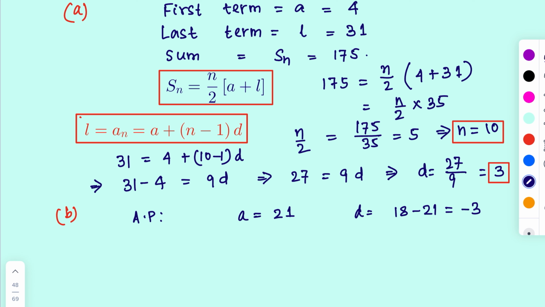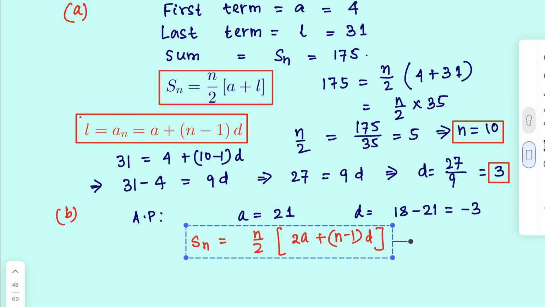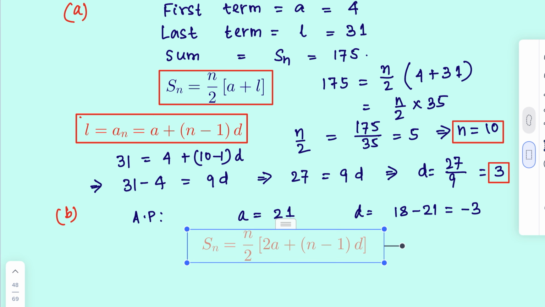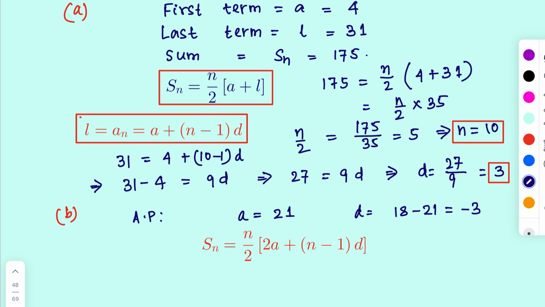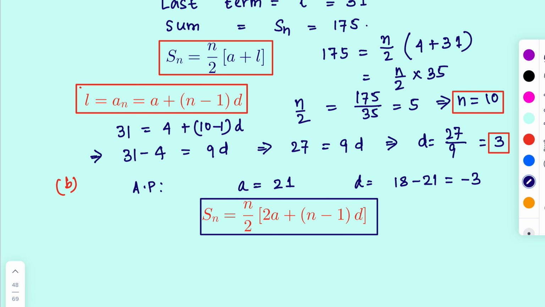Now we have to put the formula in Sn. Here we have to put the formula Sn is equal to n by 2 into 2a plus n minus 1 into d. This formula we have to use, where Sn is the sum of n number of terms, n is the number of terms, a is the first term, and d is the common difference. We have to find out the number of terms whose sum is 0. So Sn is equal to 0, it is given to us.